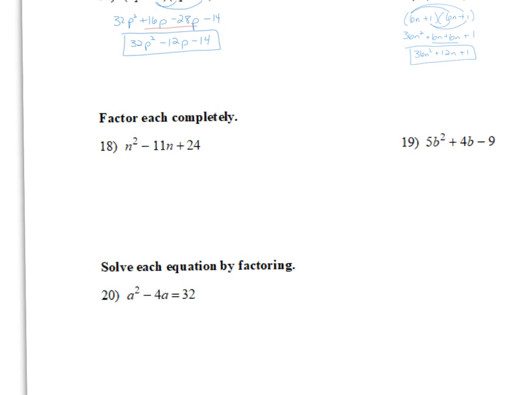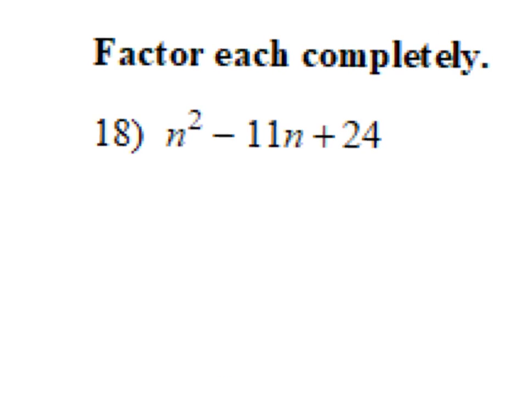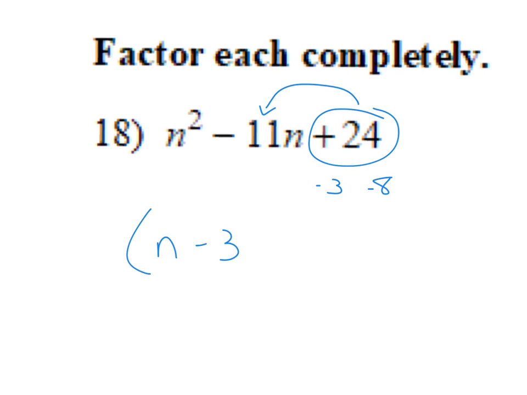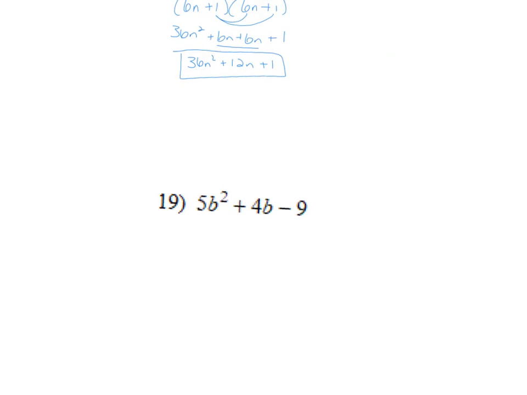Okay, number 18. All right, so factors. So I'm looking for factors of positive 24 that get me negative 11. So 3 times 8 kind of pops in pretty quick there. And if I make them both negative, a negative times a negative will give me a positive 24. And then when I add them, that will get me negative 11. So I've got n minus 3 and n minus 8. Okay, now notice it said factor, so we're not solving, we're not setting equal to 0, we're just factoring and moving on.